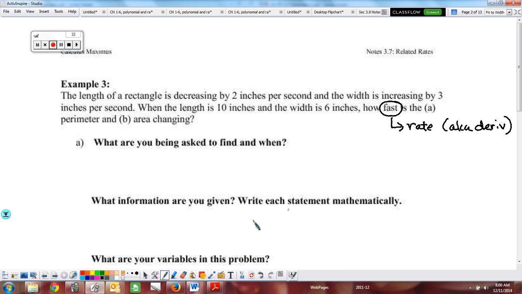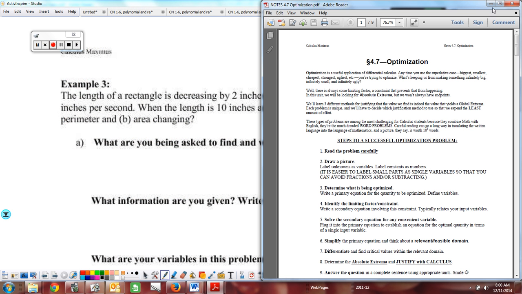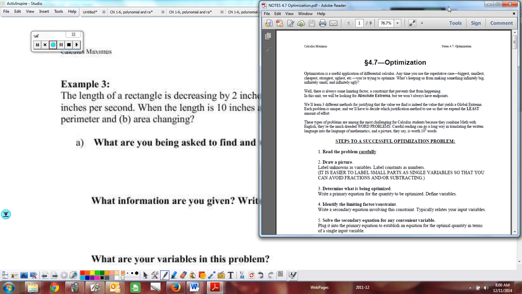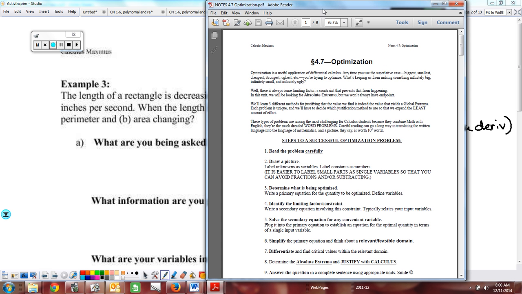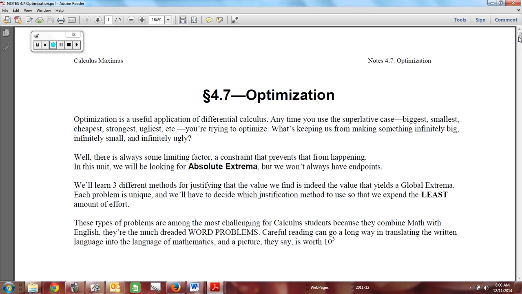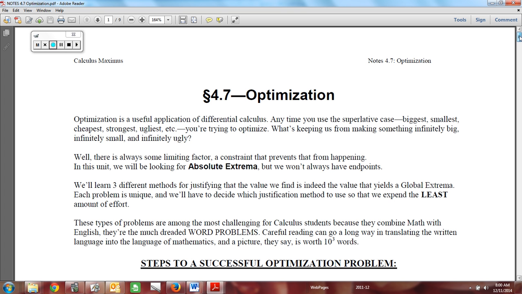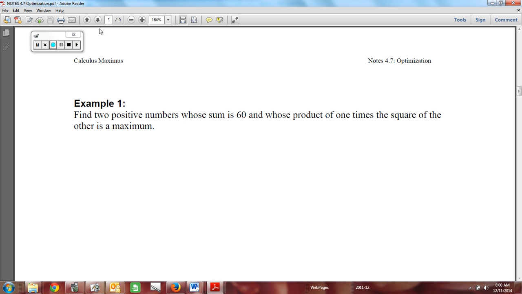That is different than if we're going to take a look at an optimization problem. This is going to come at the end of chapter 4. We're going to need to do quite a bit of applications and work in chapter 4 before we can do optimization. But these are the two classic word problems, and the optimization word problems typically get confused with related rates. The idea, though, is that to me it's fairly obvious what we're doing.